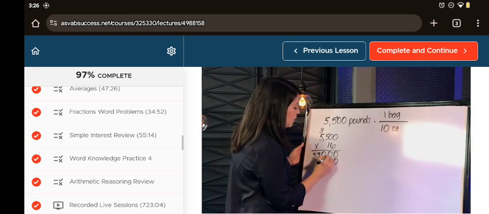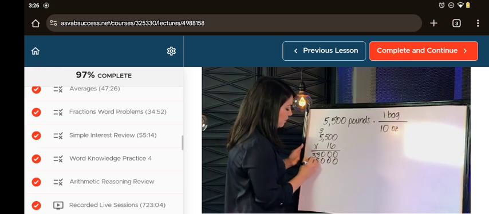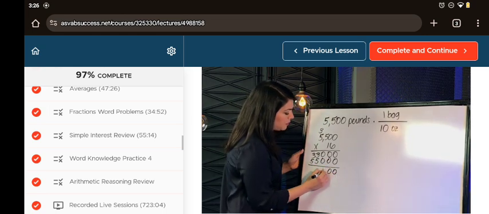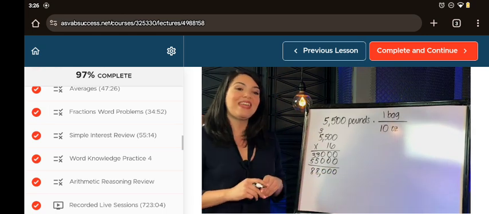1 times 0, 1 times 0, 1 times 5, 1 times 5. We're going to add these up. 0, 0, 0, 8, 8. We end up with 88,000. That is how many ounces we have.